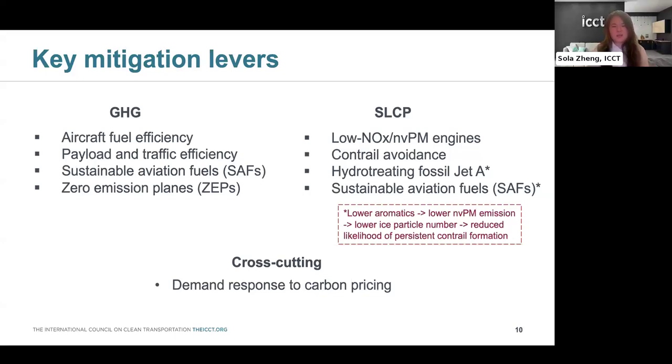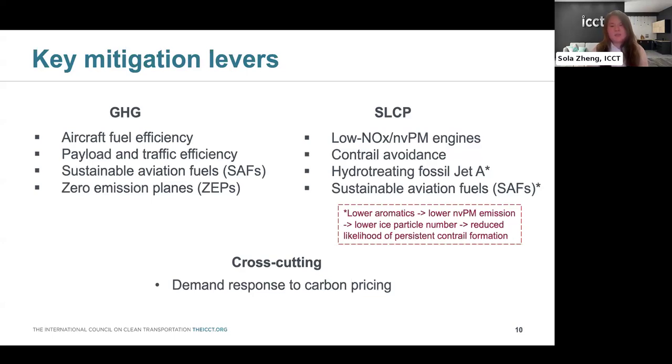And there's a lot of new work that went into the short-lived climate pollutant side of mitigation. For the first one being the gradual introduction of leaner engines, which have lower NOx and nvPM emissions into the existing fleet over time, and followed by contrail avoidance, which is the technology where we can reroute flights to avoid atmospheric pockets that are prone to persistent contrail formation.